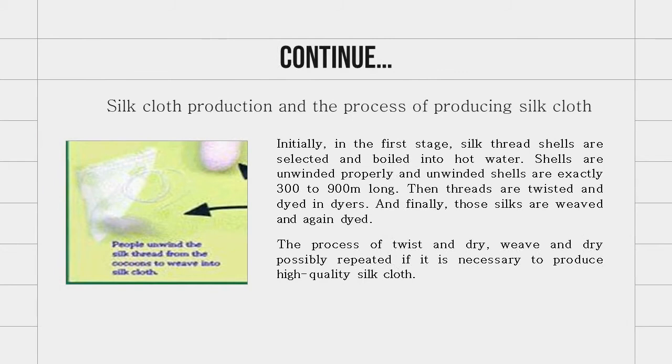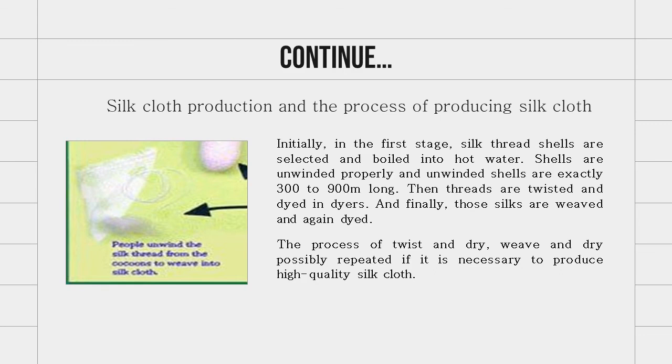Silk cloth production and the process of producing silk cloth. As is observed from the picture, which describes the producing of silk cloth from silkworms, the total stages of silk cloth production are 5. Initially, in the first stage, silk thread cocoons are selected and boiled in hot water. Cocoons are unwound properly, and unwound threads are exactly 300 to 900 m long.